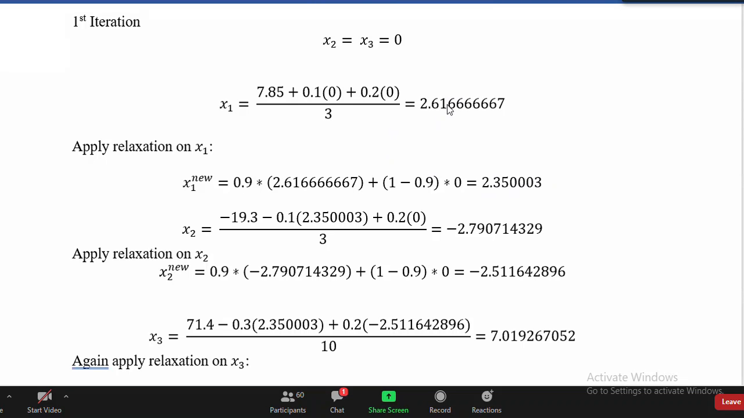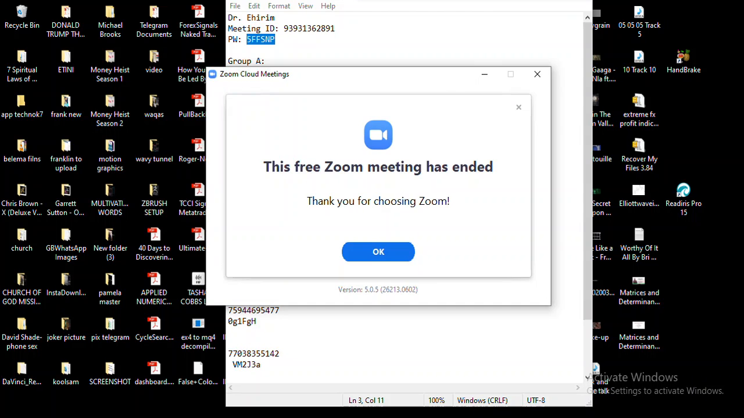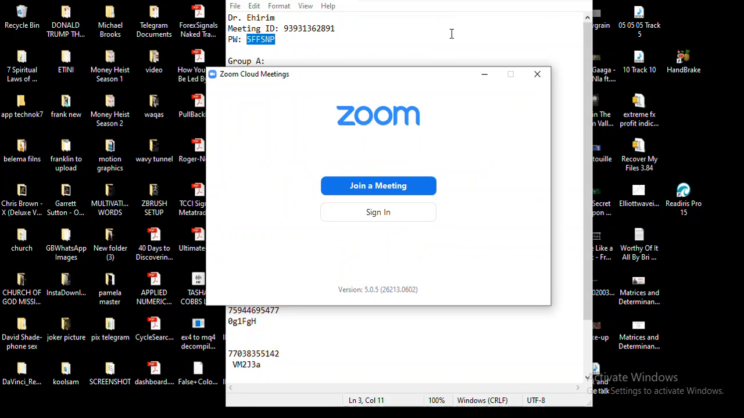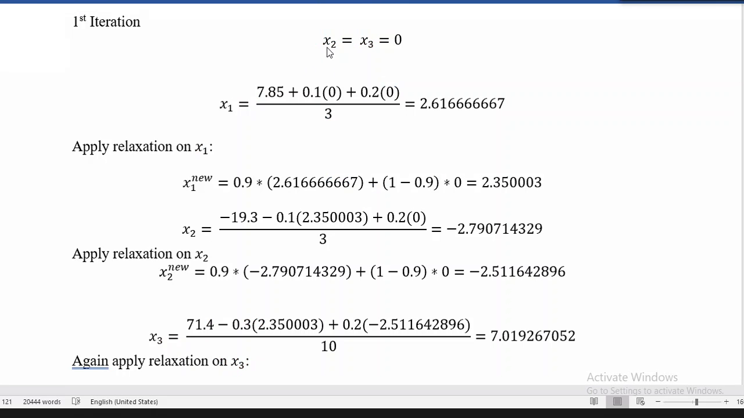Okay, this one, if you check this number, this is oscillatory. If you look at it here, it's oscillatory. You see how it's repeating itself? It's oscillatory. All right. So this is Gauss-Seidel using relaxation.